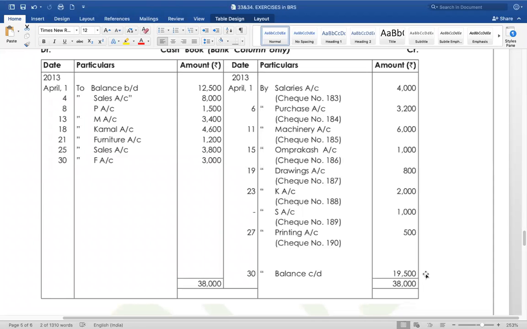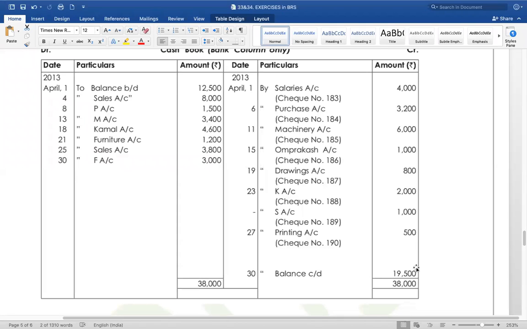Again, I did not understand because I am a non-commerce student. So how do you say that the cash book shows a balance of 19,500? You said it's because of balance carried down. I still didn't understand because I'm from BPC or MPC, not even HCC. How can you explain it to a non-commerce student?